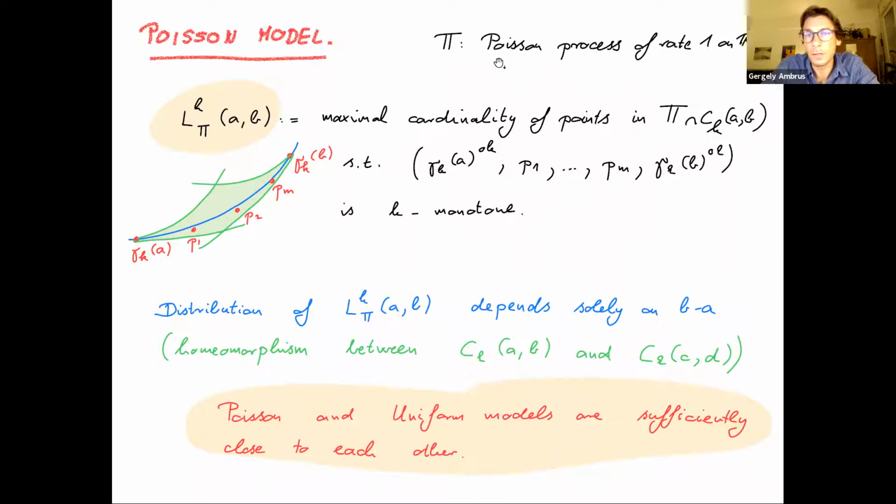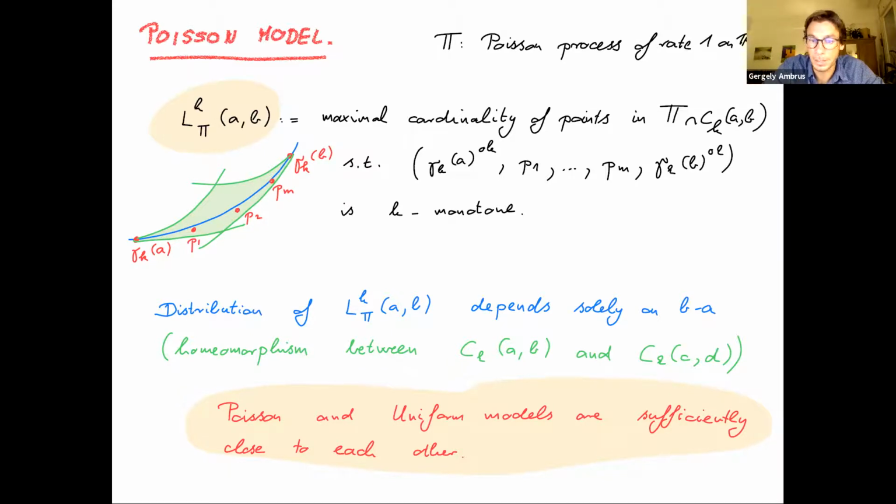Okay, so in the Poisson model, we have a Poisson process of rate one in the plane, and then we can introduce this L_k^P(a,b). This is just the same question as before, but with the points coming from the Poisson model and not from the uniform model. It has to be proven, but the distribution of L_k(a,b) depends solely on b minus a. For that, one has to define a nice correspondence between two of such cells.